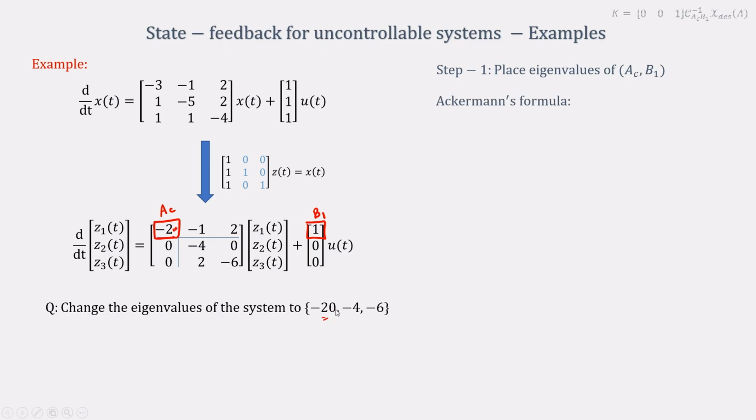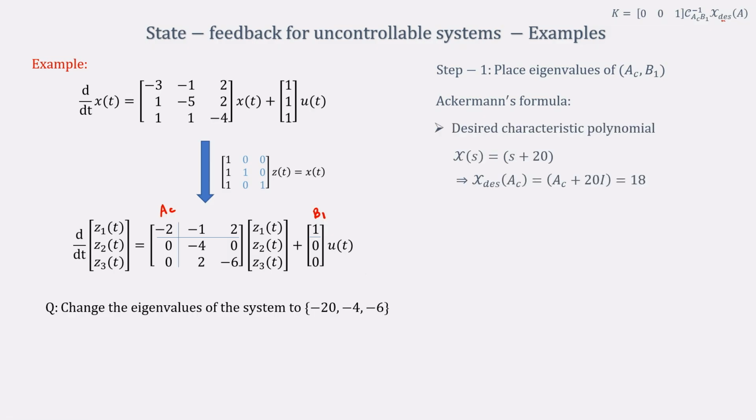So, we will use Ackermann's formula. Remember Ackermann's formula, this was the formula, we will use that. You can go ahead and use other ways also, such as the controller canonical form, to place the poles. I am directly using Ackermann's formula here for ease. First of all, what is the desired eigenvalue? The desired eigenvalue is -20, so the desired characteristic polynomial is s plus 20. Now I have to find this, so I plug in AC in place of s, and this is what I get, 18.